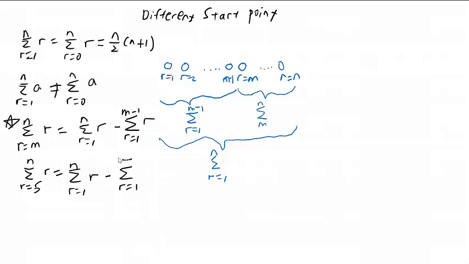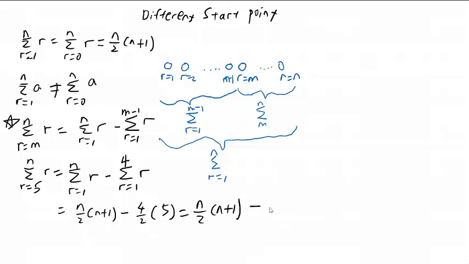Okay? So from 1 to n, you can simply use the formula. It's just n over 2 (n plus 1), right? Because this is the formula over here. And from 1 to 4, you basically substitute 4 into the n over here. Can you see? So you just have 4 over 2 times (4 plus 1), so it's 10. And of course, if you simplify this, you will get n over 2 (n plus 1) minus 2 times 5, which is 10. This is the answer for this summation over here.